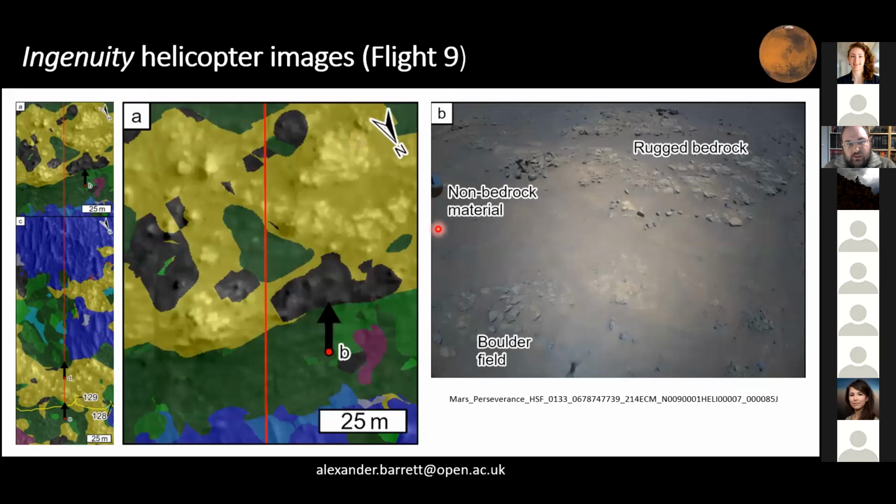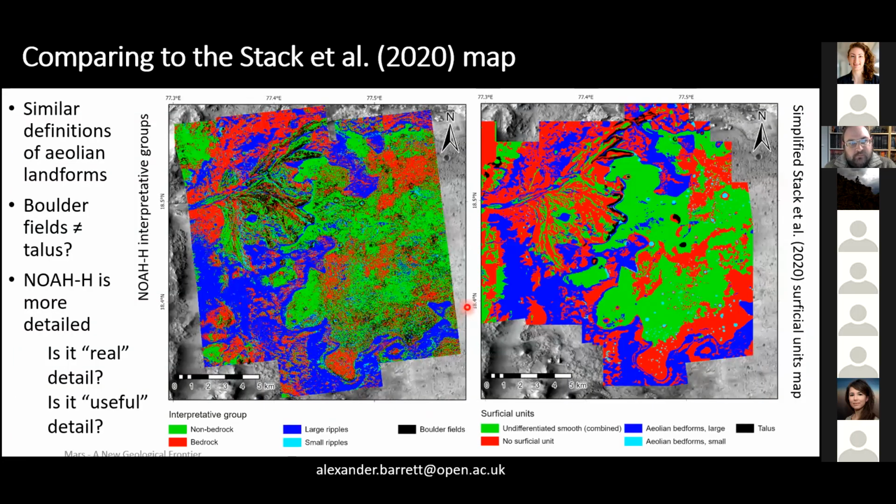Finally, in this area, towards the end of this ninth flight, again we see another big patch of rugged bedrock about where our model suggests it should be, interspersed with smaller patches of non-bedrock material and these black boulder fields, which are again visible in the in situ images. So this gives us a lot of confidence in what we're doing.